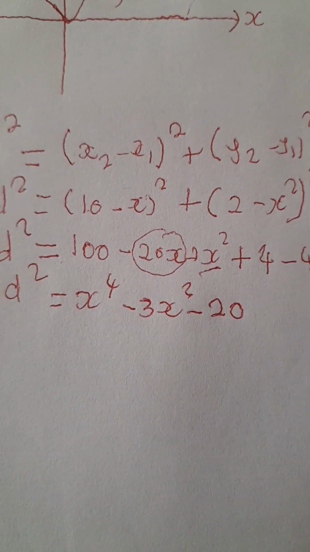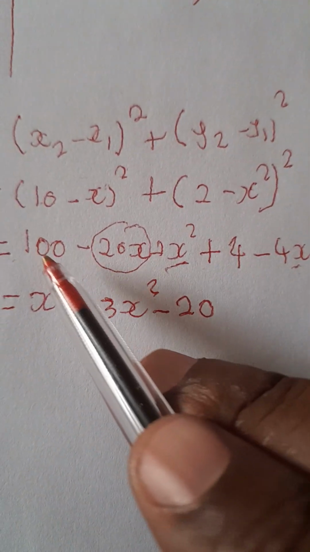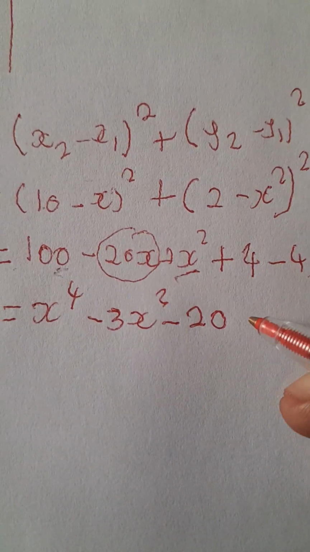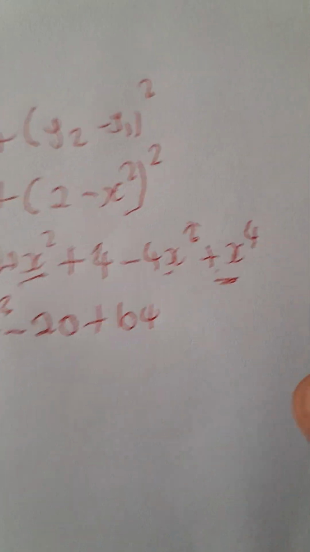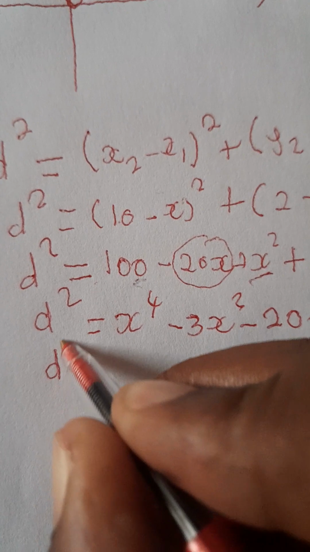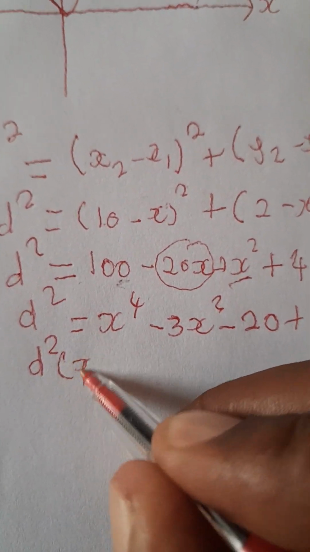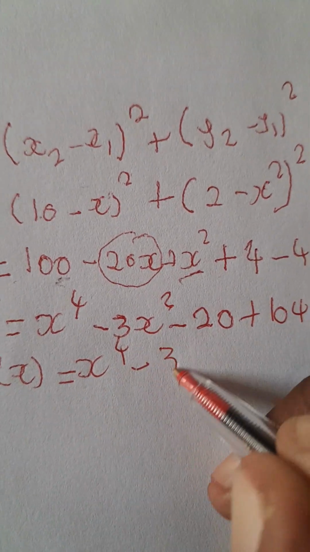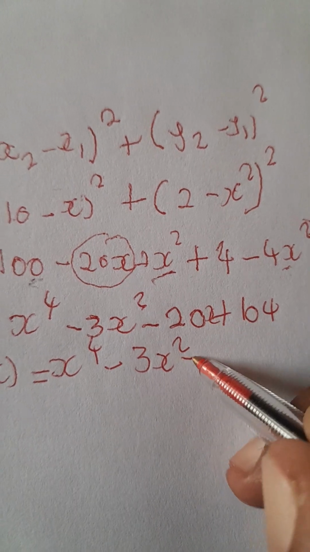From here, we're not done with collecting the like terms. We have the constants: 100 plus 4, that will be 104. So we have d squared in terms of x: x to the power of 4 minus 3x squared minus 20x plus 104.